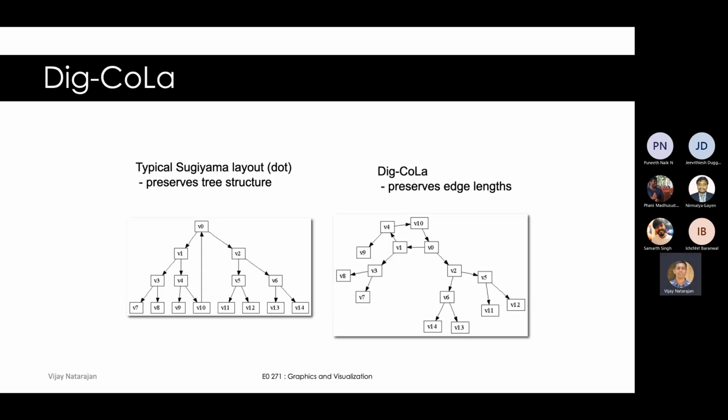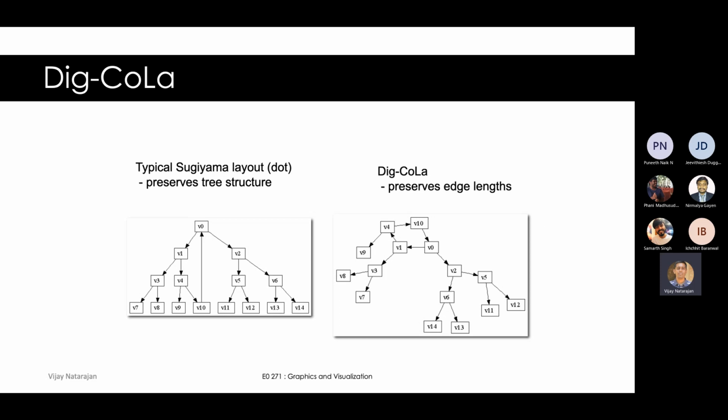So unlike what is called the Sugiyama layout on the left, there is a popular graph drawing tool called Dot. You can go and take a look. Dot is one of the standard graph drawing tools. It's available from graphviz.org, and if you just search for Dot, you will get this. So this presents the graph using a hierarchical layout, but as you can see, it does not use space too well.